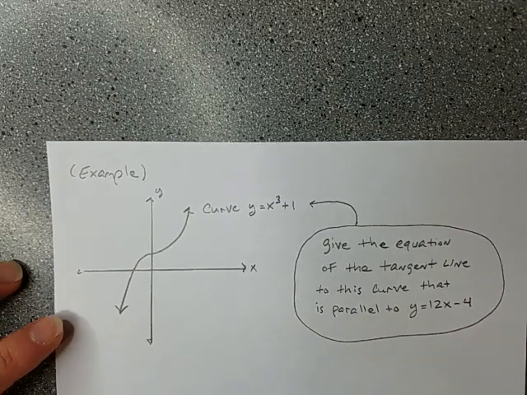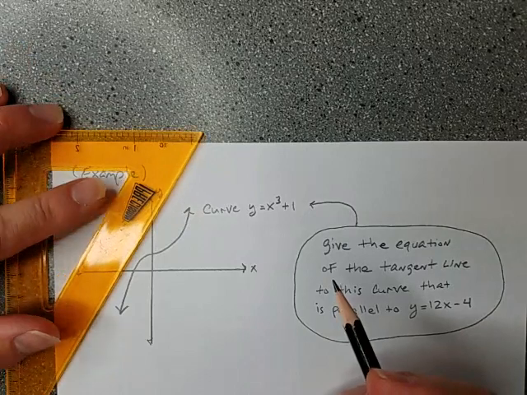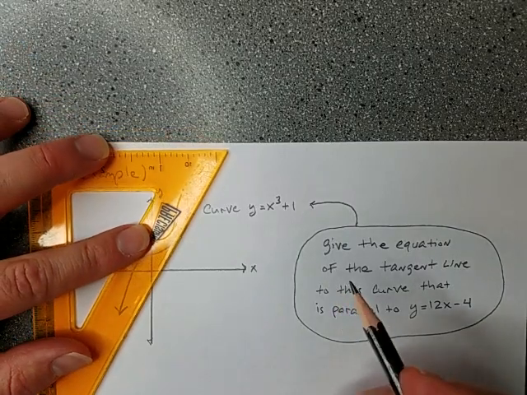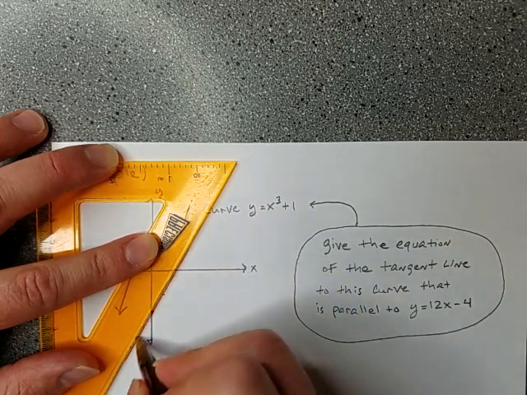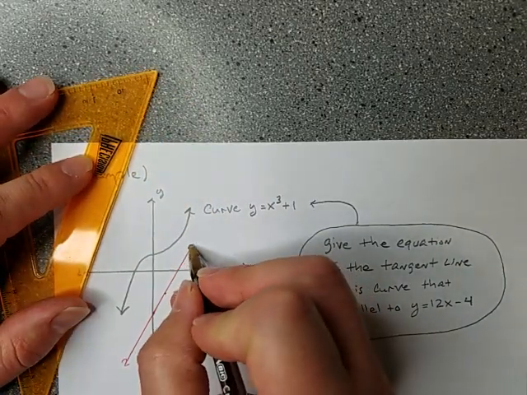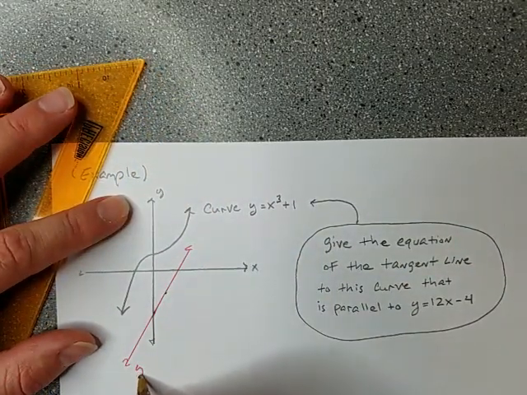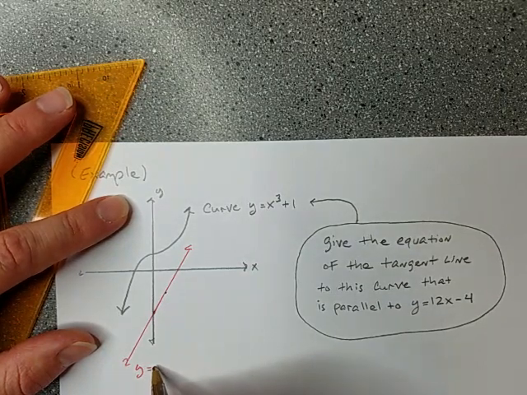I know what I need to know about it already, okay? So, once again, for the sake of illustration, I could do something like this and say, all right, there's my reference line. See that line right there? That's y is equal to 12x minus 4.